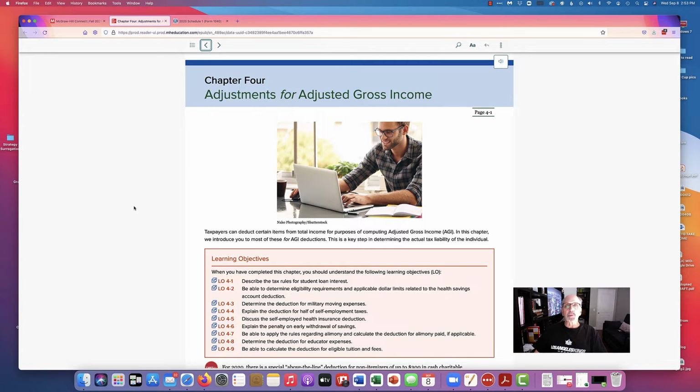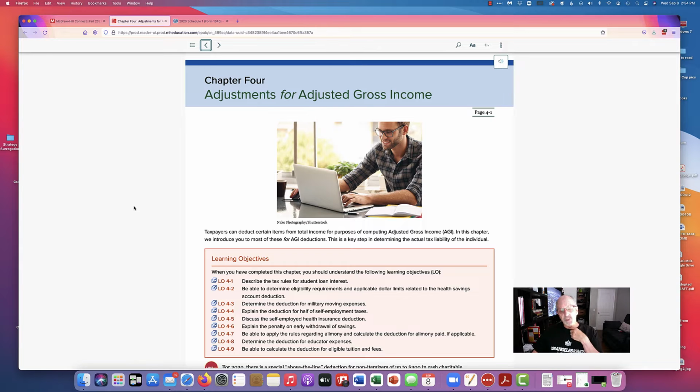Learning objective number 3 has to do with the military, and specifically active military personnel, because they can deduct unreimbursed moving expenses when it's related to a permanent change of station. Any excess of reimbursement over actual expenses, however, must be included in wages on Schedule 1 of the 1040. That's Part 1, if not included in the W-2.